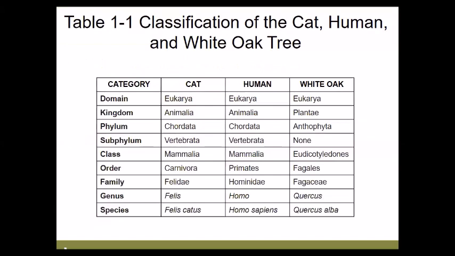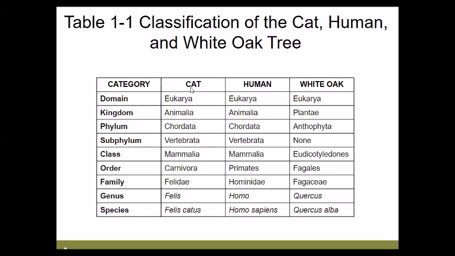This is a nice table because it gives you examples of three living things: a cat, a human, and a plant, a white oak tree. And it shows you the hierarchy system listed here. You can see that cats, humans, and white oaks all belong to the same domain. We belong to Eukarya because we are eukaryotic organisms. We all have true nuclei. They didn't show bacteria on this particular slide. If you put bacteria out here, it would belong to a different domain, the bacteria domain.